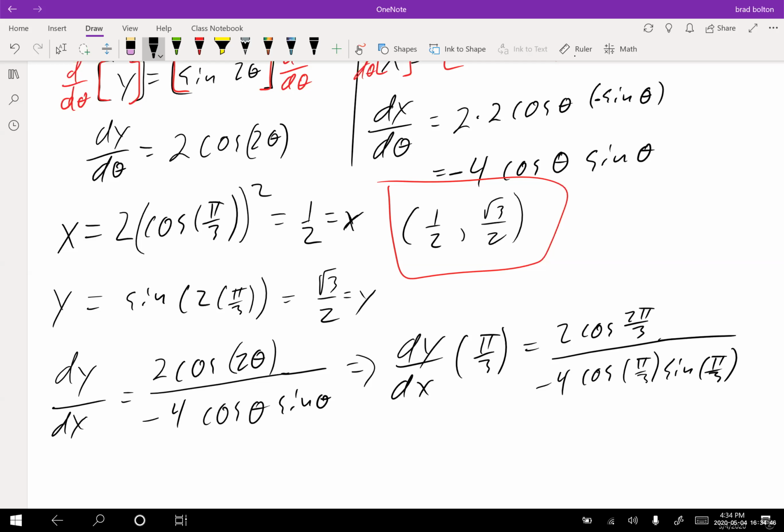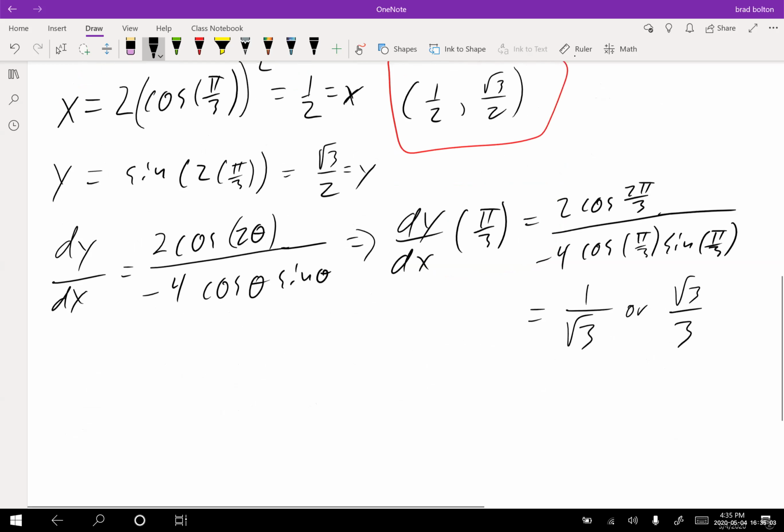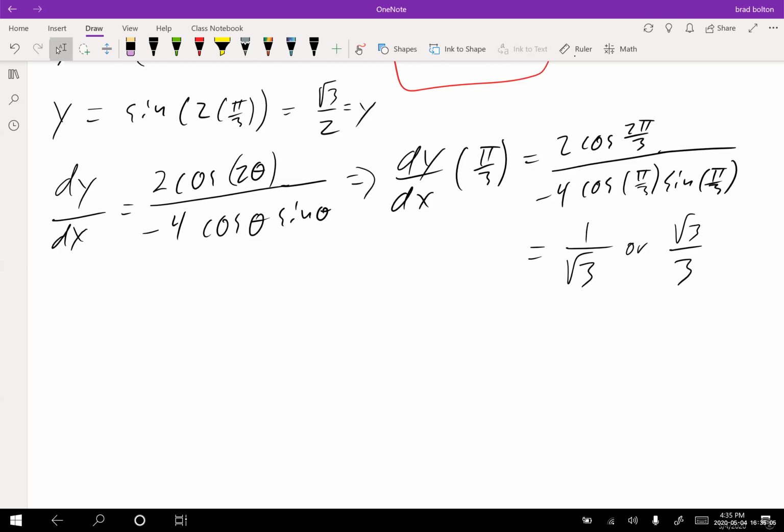So now take a minute. Let's plug all this in and let's see what we get. When you plug everything in, you should get 1 over the cube root of 3, or the cube root of 3 over 3. I believe that should be correct. Okay, take a minute to go plug all that in.